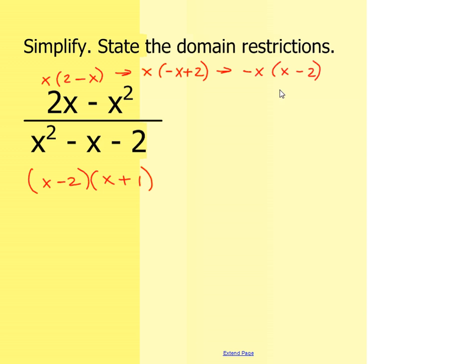So my x minus 2's will cancel out. On the top I'm left with negative x. On the bottom I have x plus 1. My domain restrictions are going to be that x here cannot be negative 1, and on this one x cannot be positive 2. So going through these 5 examples was hopefully enough for you to be able to do the homework that is posted on the right.